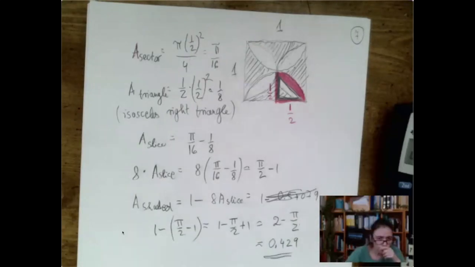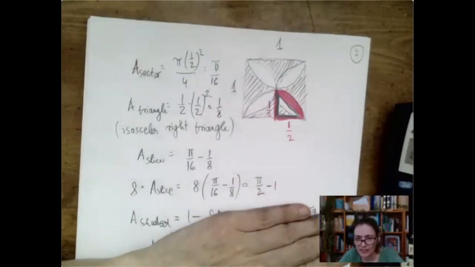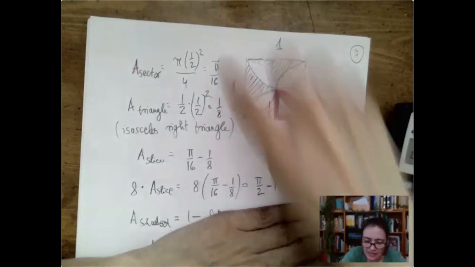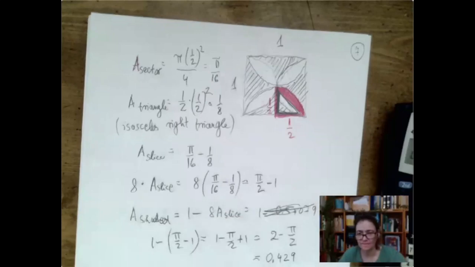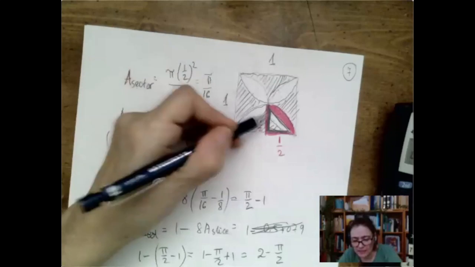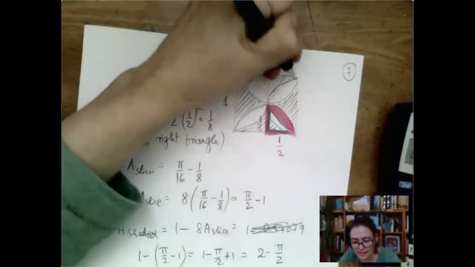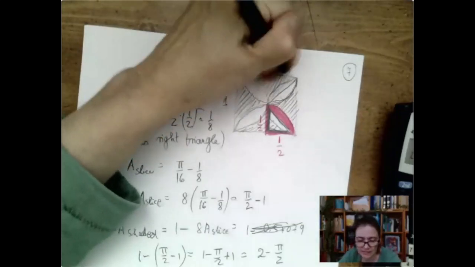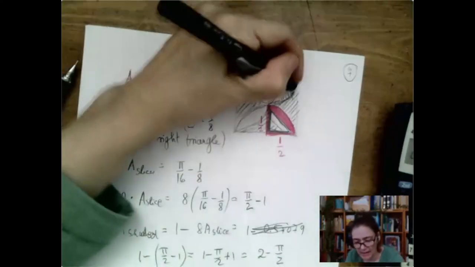So you do 1 minus 8 times a slice, because these 8 slices make up the white area. But we had to find the shaded area, which is 1 minus that, because the area of the square is 1. And how many pink things make up the white one? 1, 2, 3, 4, 5, 6, 7, 8. That's what we computed here. So 8 of them make up the white region.